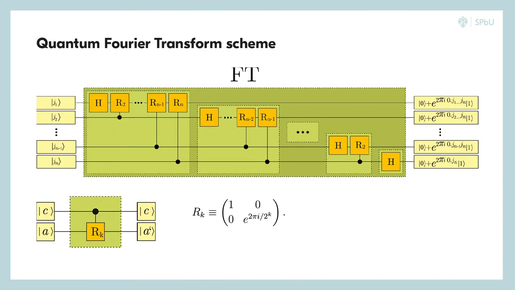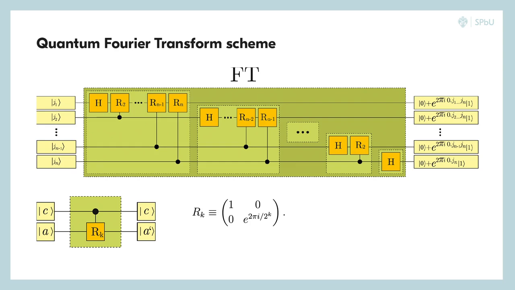Let us now consider a scheme that implements a quantum Fourier transform. At the input of this circuit, we apply the quantum state j, that is n qubits in the states j1, j2, etc., jn. Further, Hadamard transforms H are applied to each of these qubits, transforming the computational basis to the Hadamard basis. And then controlled logical elements Rk are applied. After this element, the state of the controlled bit is shifted by the phase 2 pi i divided by 2 to the power of k.